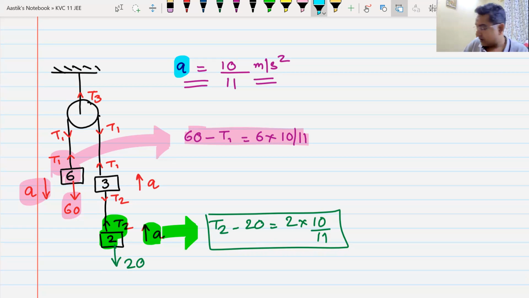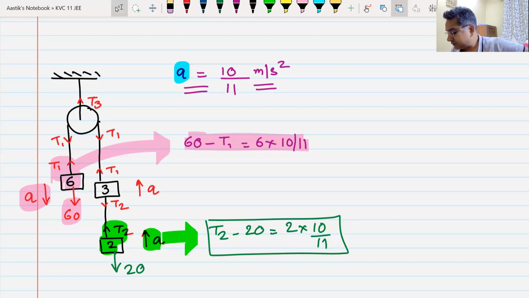Okay. That takes me to the next type of problem. Start T3. Oh, yes, T3, sorry, I forgot T3. How do I get the value of T3? T3 is T1 plus T1.